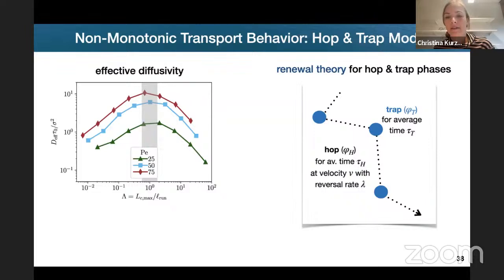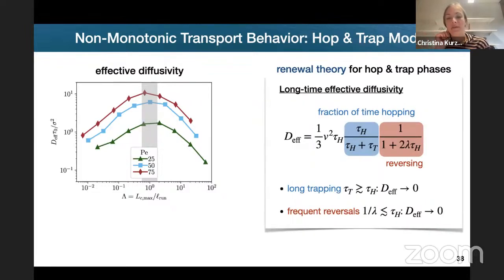Now we can look at that model, compute the moments, and from those extract a long-time effective diffusivity, which turns out to be of this form. It depends on the fraction of time that cells spend hopping, where tau h is the time cells spend hopping, and it inversely depends on the reversal rate. So you can imagine that if the cells are trapped for a really long time, the effective diffusivity becomes really small. At the same time, if they reverse very frequently, the effective diffusivity goes down as well.